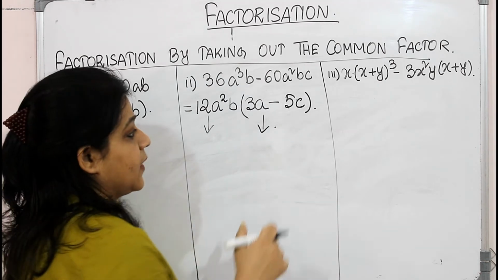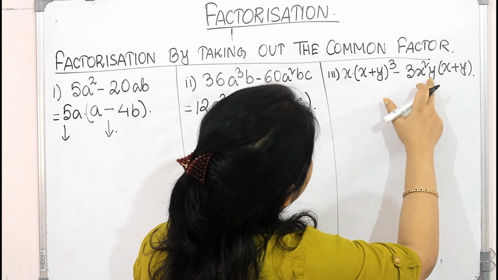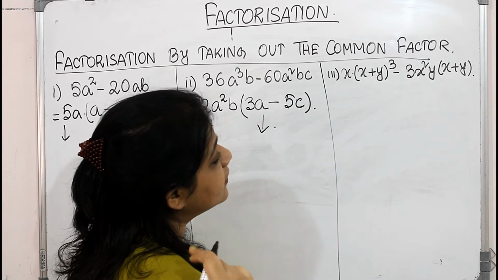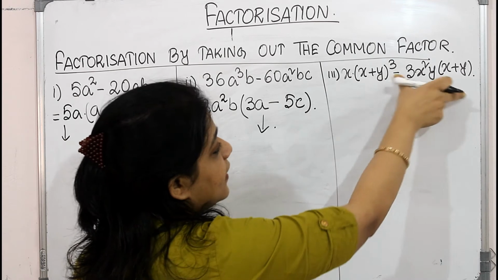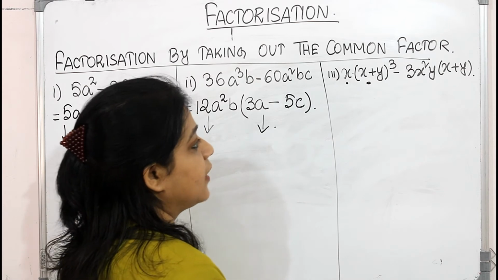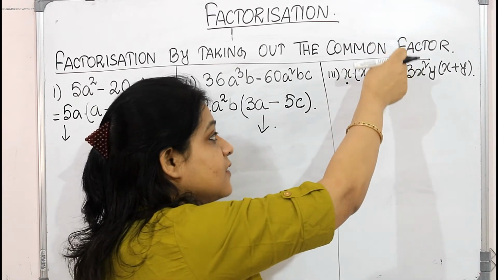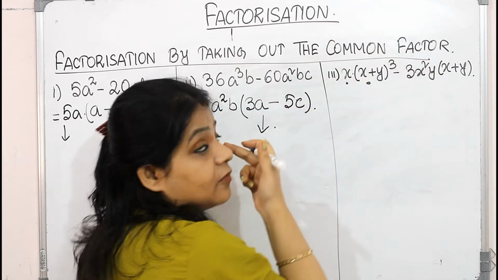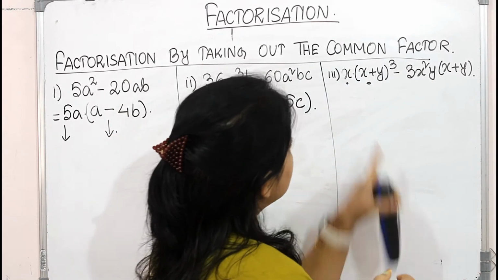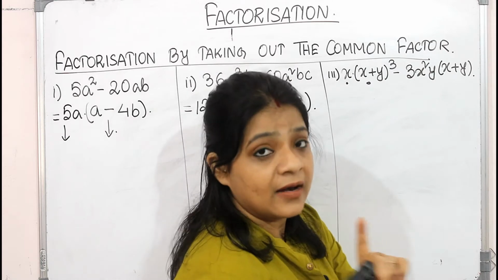Okay, now next sum, x into (x plus y) cube minus 3x square y into (x plus y). From this, tell me what are the things that are common in both these two terms. x plus y and x is common. Here (x plus y) cube is repeated, meaning x plus y is multiplied 3 times, and here only one x plus y is there. Here x to the power 1, and here x square is there.